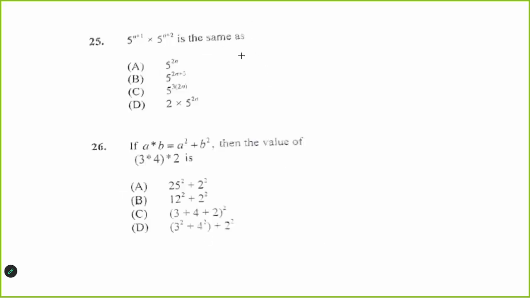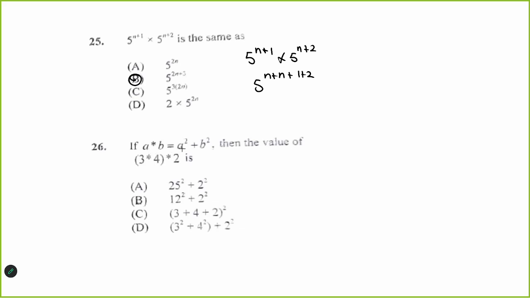This is a repeated question, I believe. 5 to the power of n plus 1 multiplied by 5 to the power of n plus 2 would be 5 to the power of n plus 1 plus 2, which is 2n plus 3, which is B.